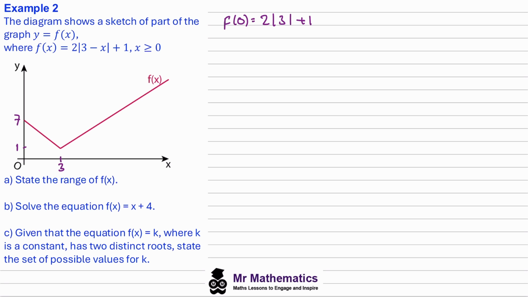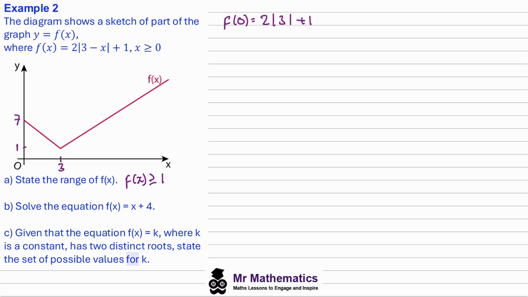And then for part A, state the range of f of x. Well, we know that x is increasing beyond 0, and that the minimum y value is at positive 1, and as x increases, y will increase. So our range is that f of x must be greater than or equal to positive 1. It can be equal to 1 because x can be equal to 0.